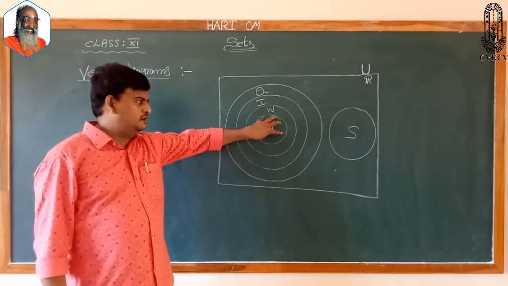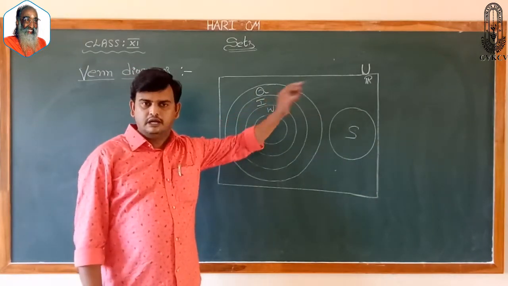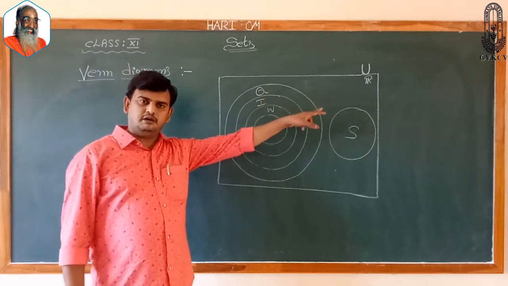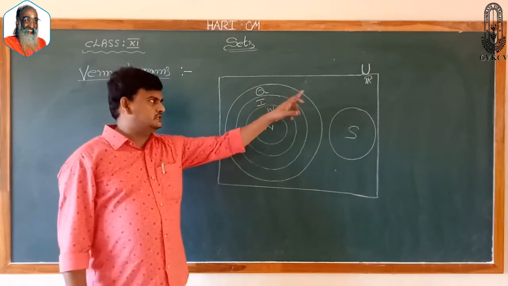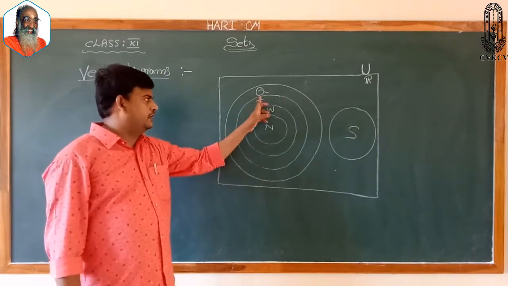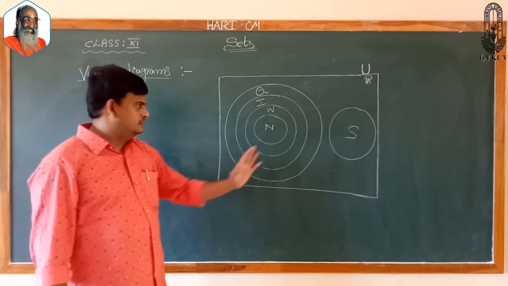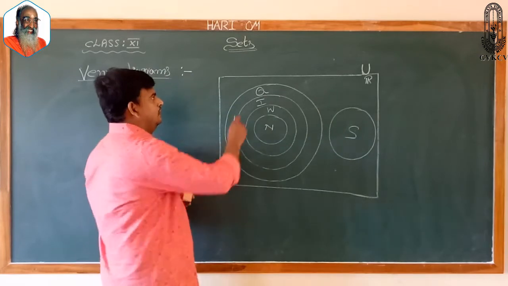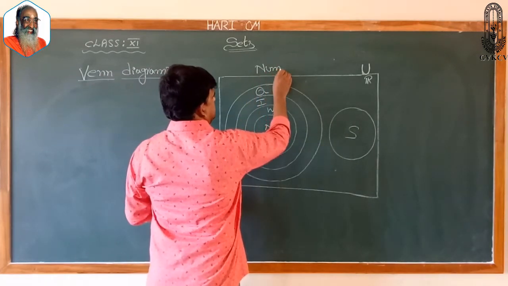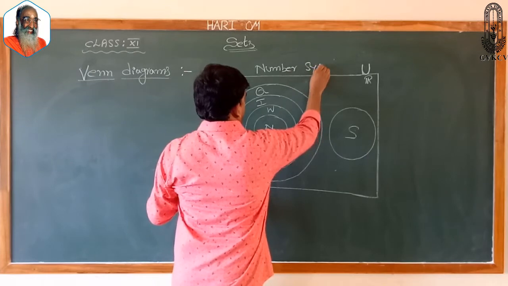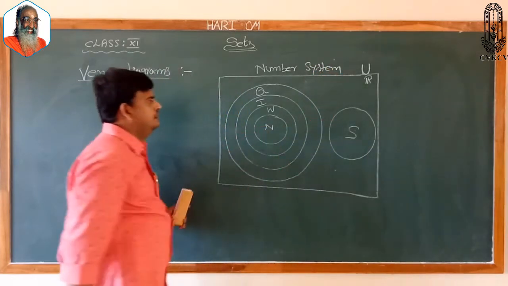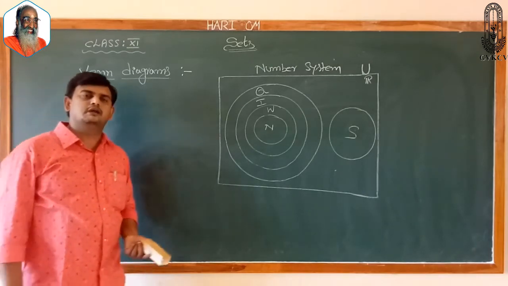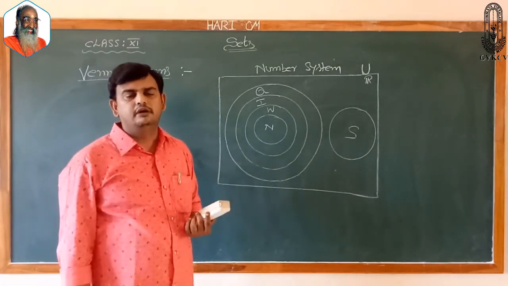Natural numbers is a part of real numbers. That's why we are using a circle. Whole numbers is also part of real numbers. Integers is part of real numbers. Rational number is part of real numbers. Surds are also part of real numbers. This is about our number system. Like this, very easily we can represent the sets in the form of diagrams.